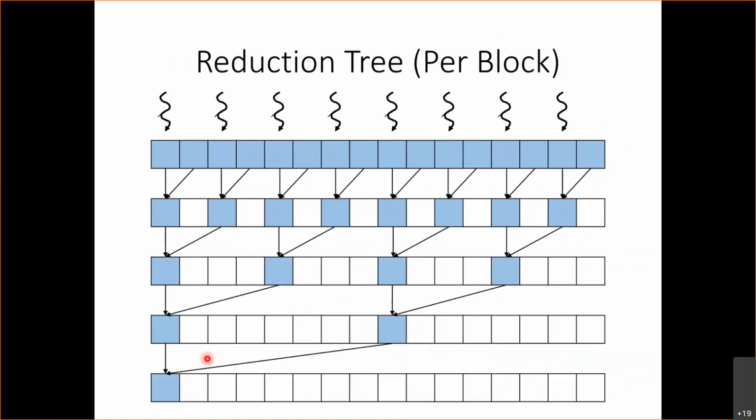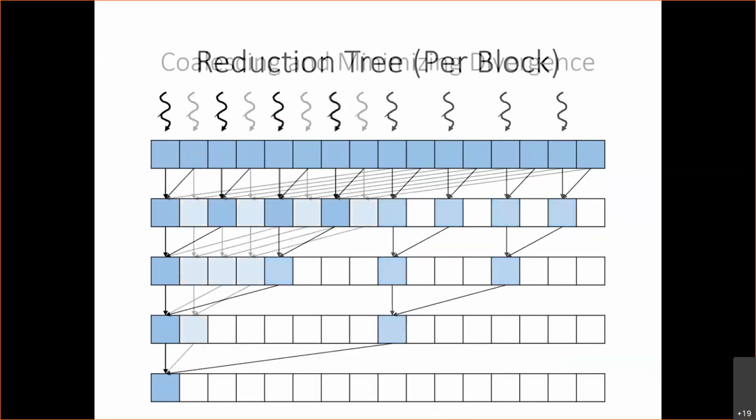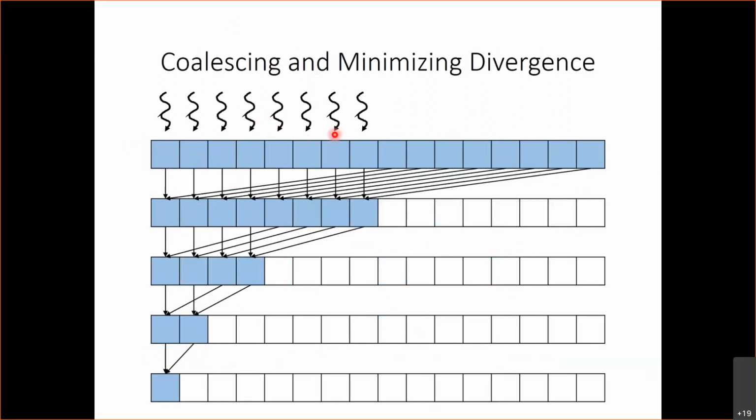But we observed that this approach is not very good for memory coalescing and control divergence, because every time we have every other thread dropping out, and also the threads are accessing data in a strided way. So we rearranged how the threads access the data to first minimize the control divergence, and second to also have coalesced memory accesses. Here, when these threads all access their first element, these first elements are all next to each other, and when these threads all access the second element, these second elements are all next to each other.